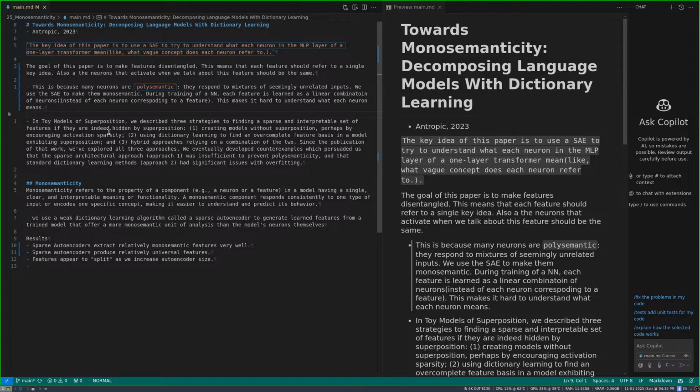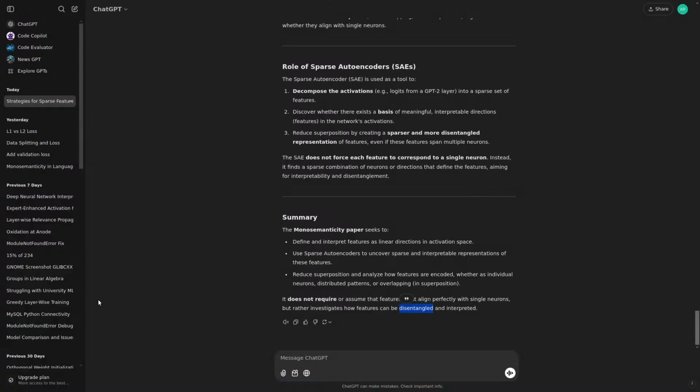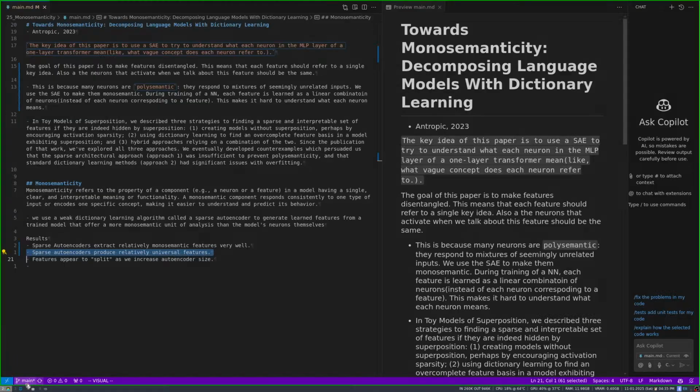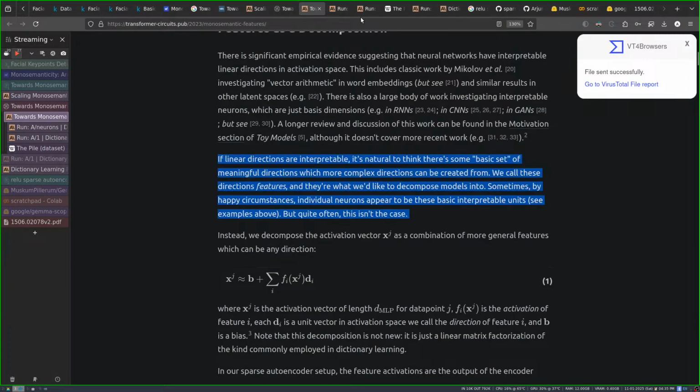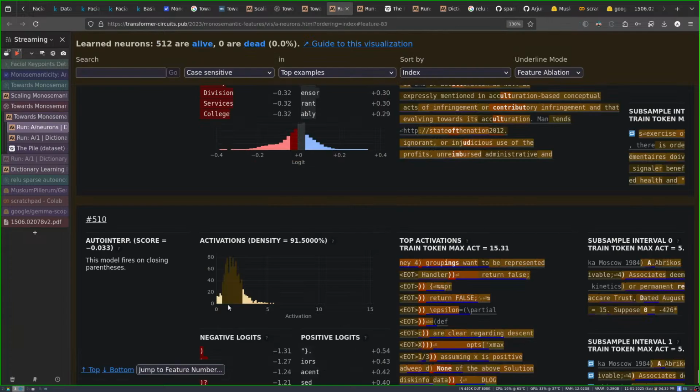Then what? First we have to define features, but fortunately for us, sparse autoencoders produce relatively universal features. This probably means that we can copy paste the features from other people who have done this. I don't know if that is exactly what that means, but we'll see.